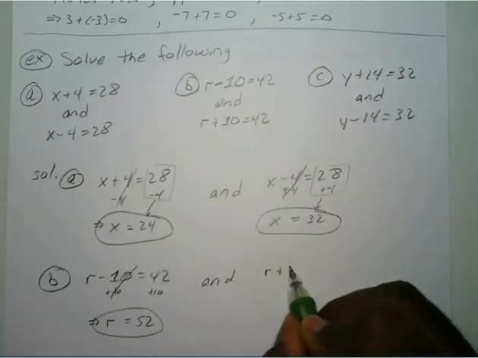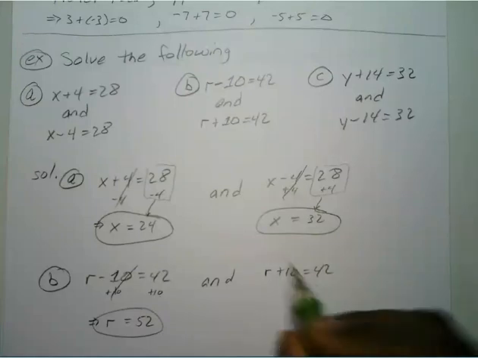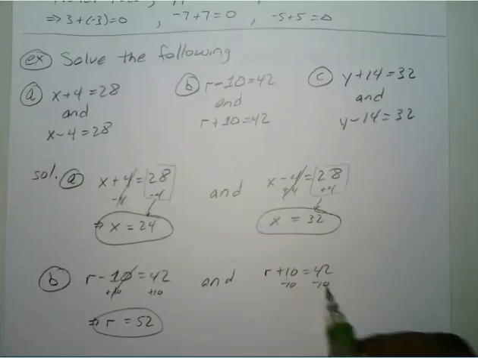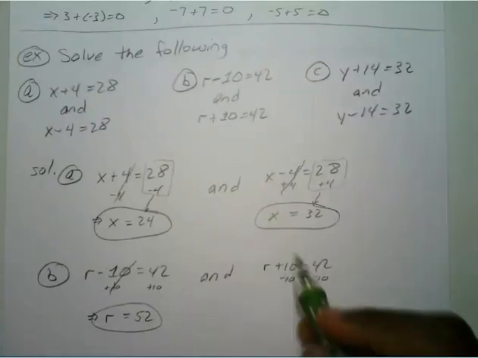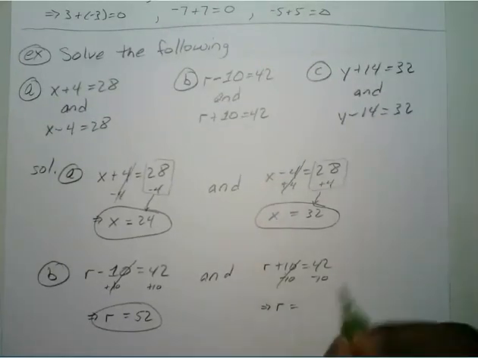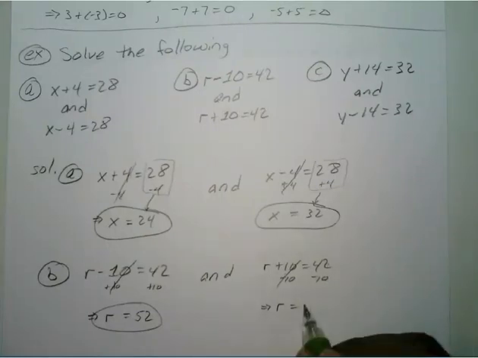And if you have r plus 10 equals 42, it's an addition problem, so you're going to subtract 10 from both sides. And those two will cancel out. That gives you r equals 42 minus 10, which is 32.